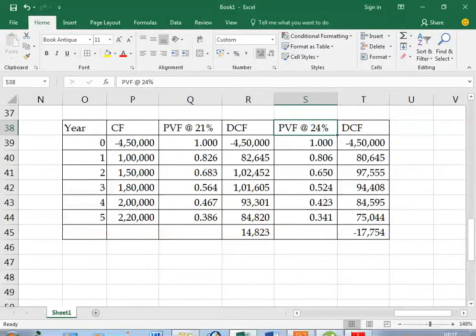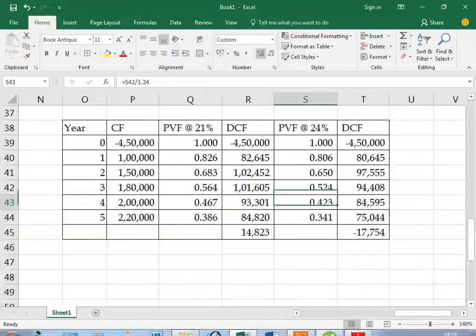So I've got a positive at 21%, negative at 24%. I'm going to get an IRR with the help of this. 2/3 of ARR is what I start with. 2/3 of ARR is my starting point. It is not necessary that in 2/3 I get a number closer to this.